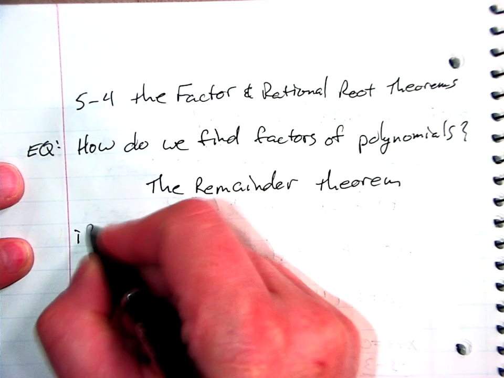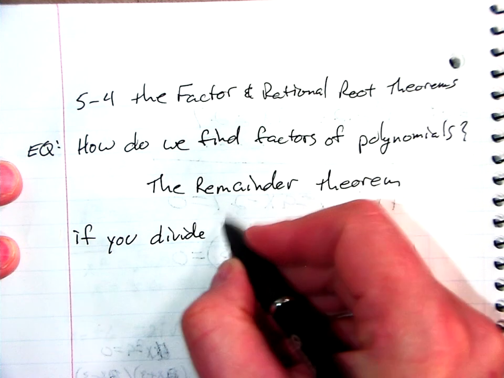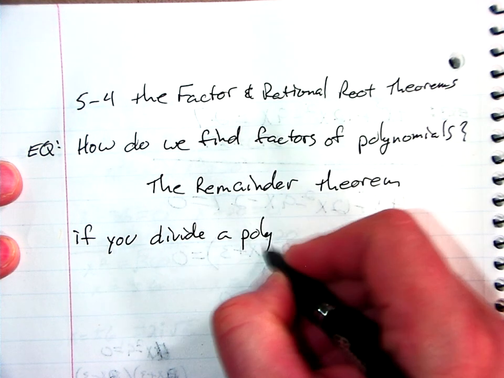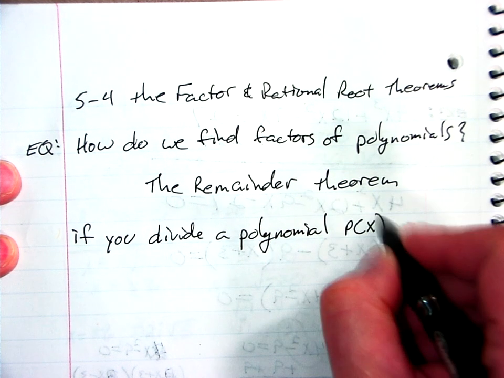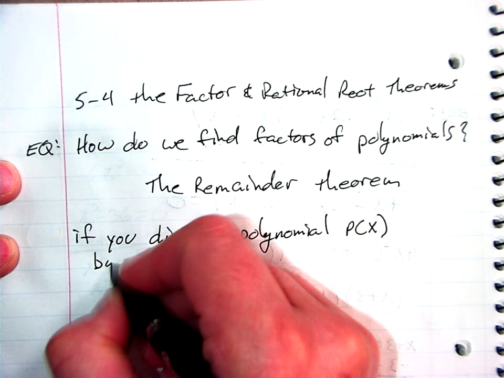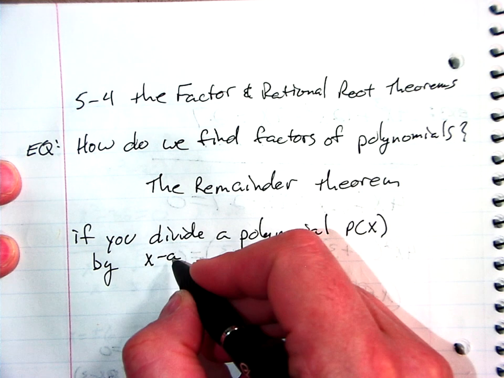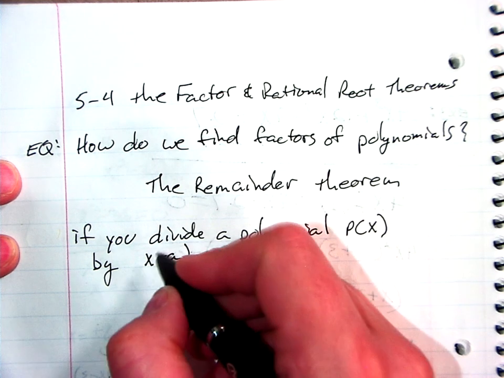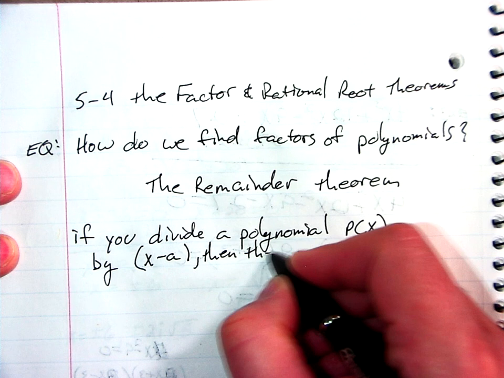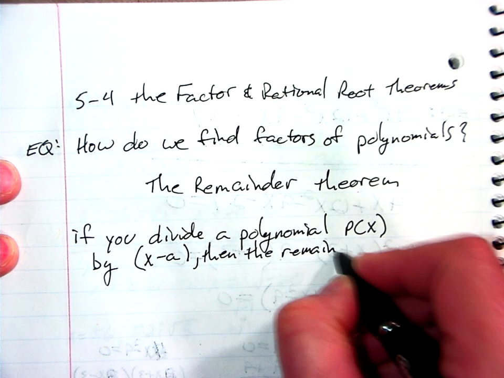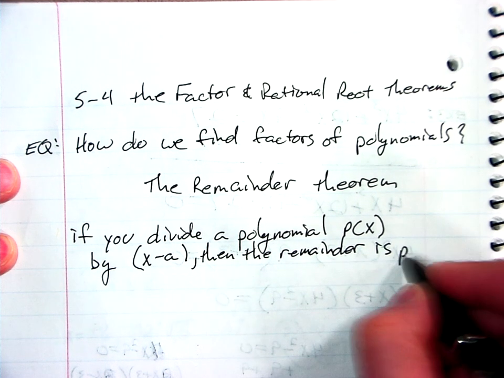The remainder theorem says if you divide a polynomial, and let's call that polynomial p of x, by x minus a, where a can be any number that we're dividing by, then the remainder is P of a.